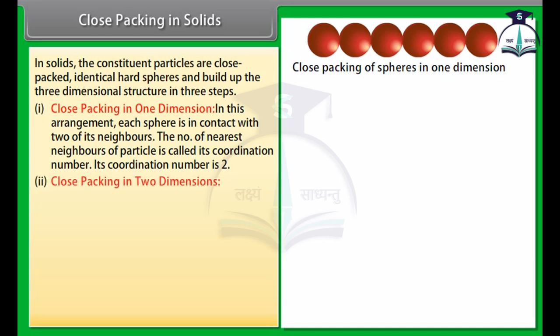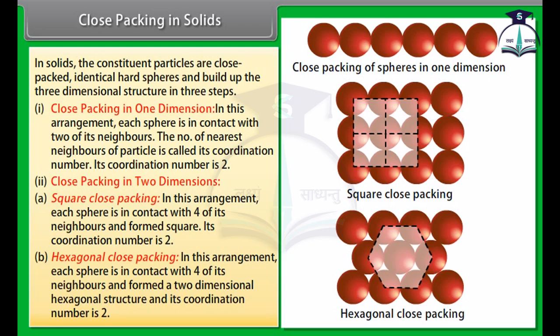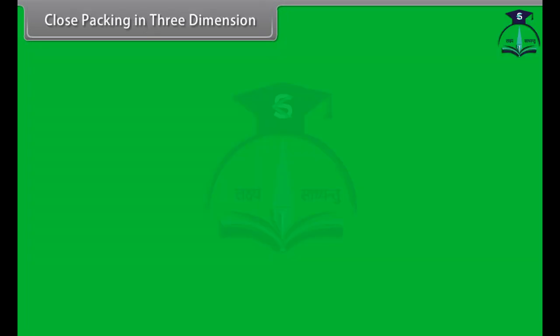2. Close packing in 2 dimensions. A. Square close packing. In this arrangement, each sphere is in contact with 4 of its neighbors and forms a square. Its coordination number is 4. B. Hexagonal close packing. In this arrangement, each sphere is in contact with 6 of its neighbors and forms a 2-dimensional hexagonal structure, and its coordination number is 6. Close packing in 3 dimensions.